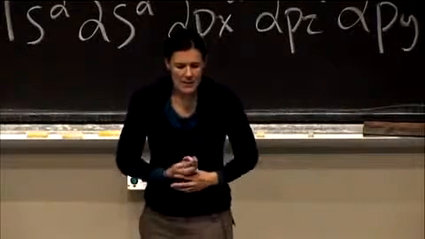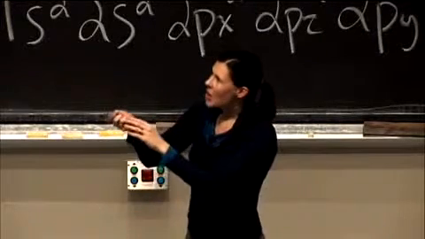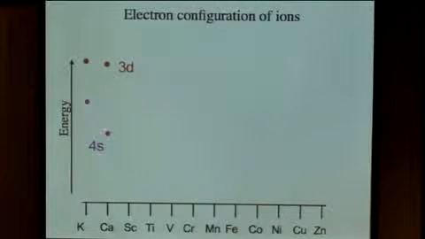So the last thing I want to mention today is how we can think about electron configurations for ions. It turns out that it's going to be a little bit different when we're talking about positive ions here. We need to change our rules just slightly. So what we know is that these 3d orbitals are higher in energy than 4s orbitals. So I've written the energy of the orbital here for potassium and for calcium.